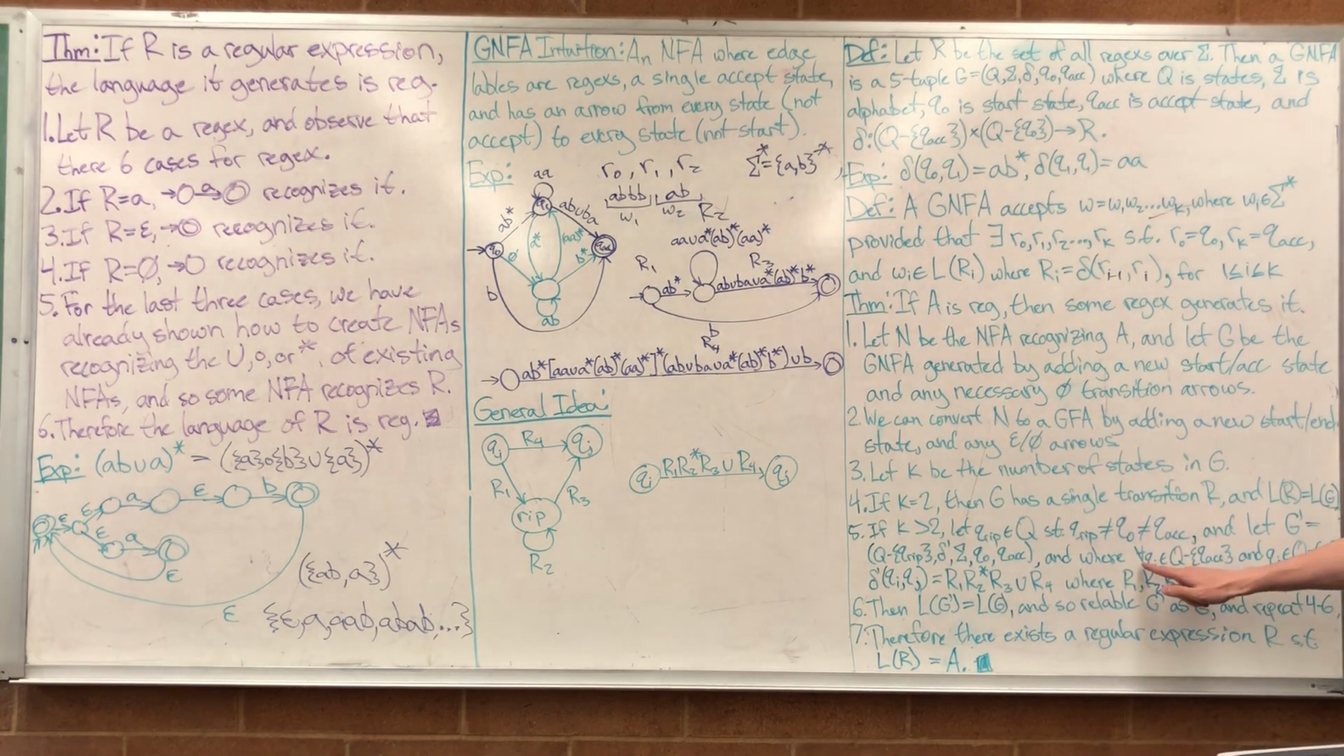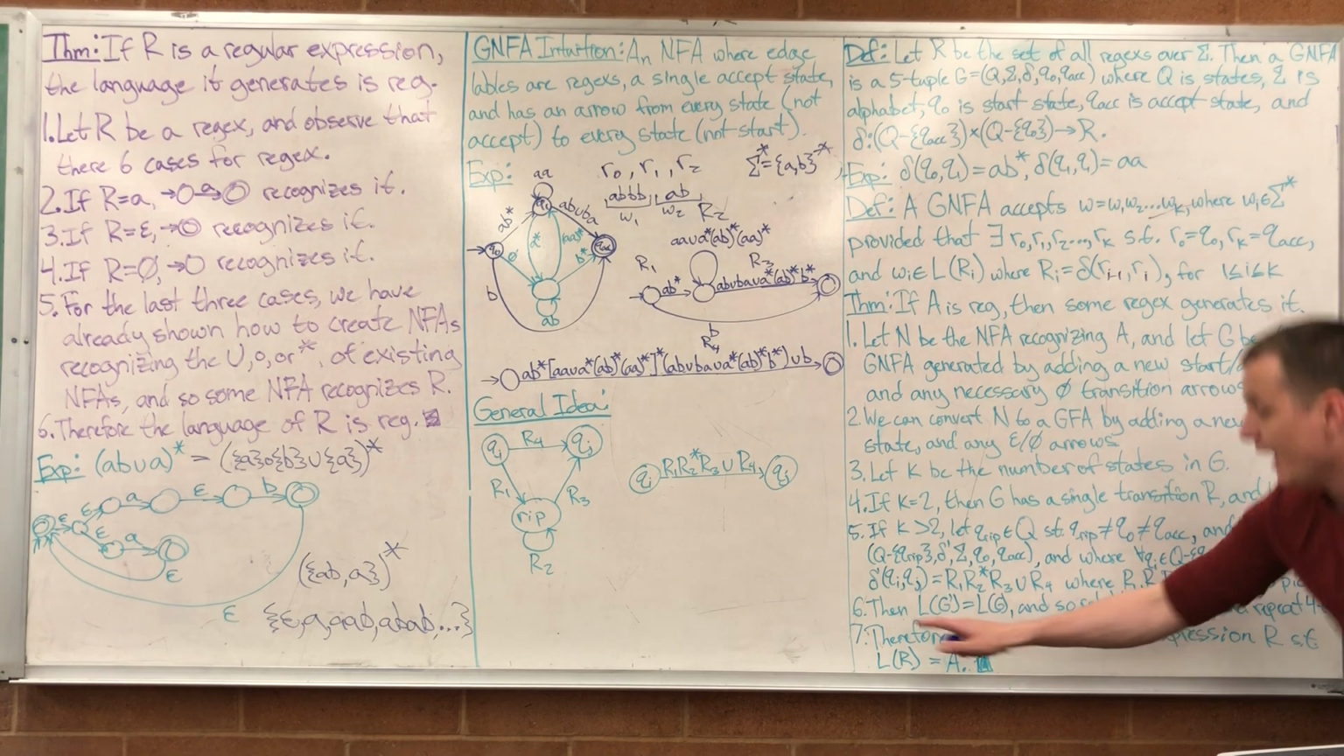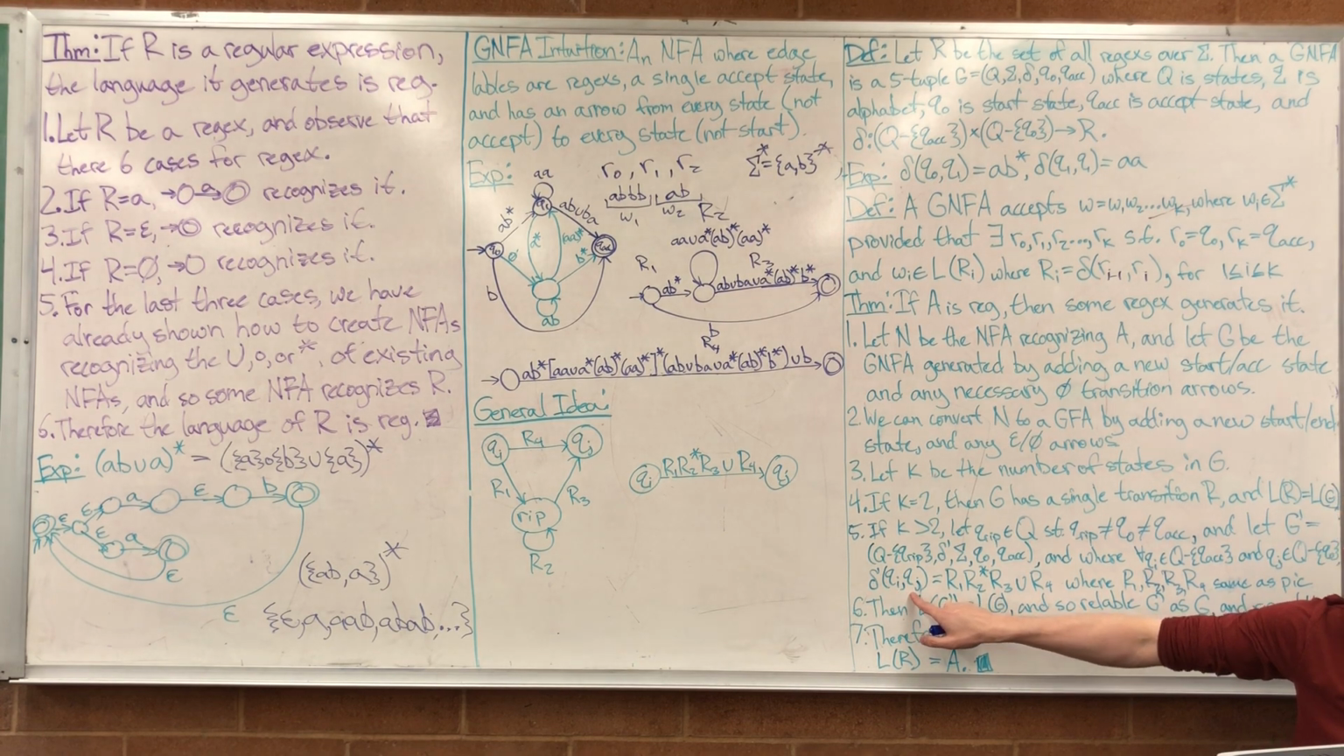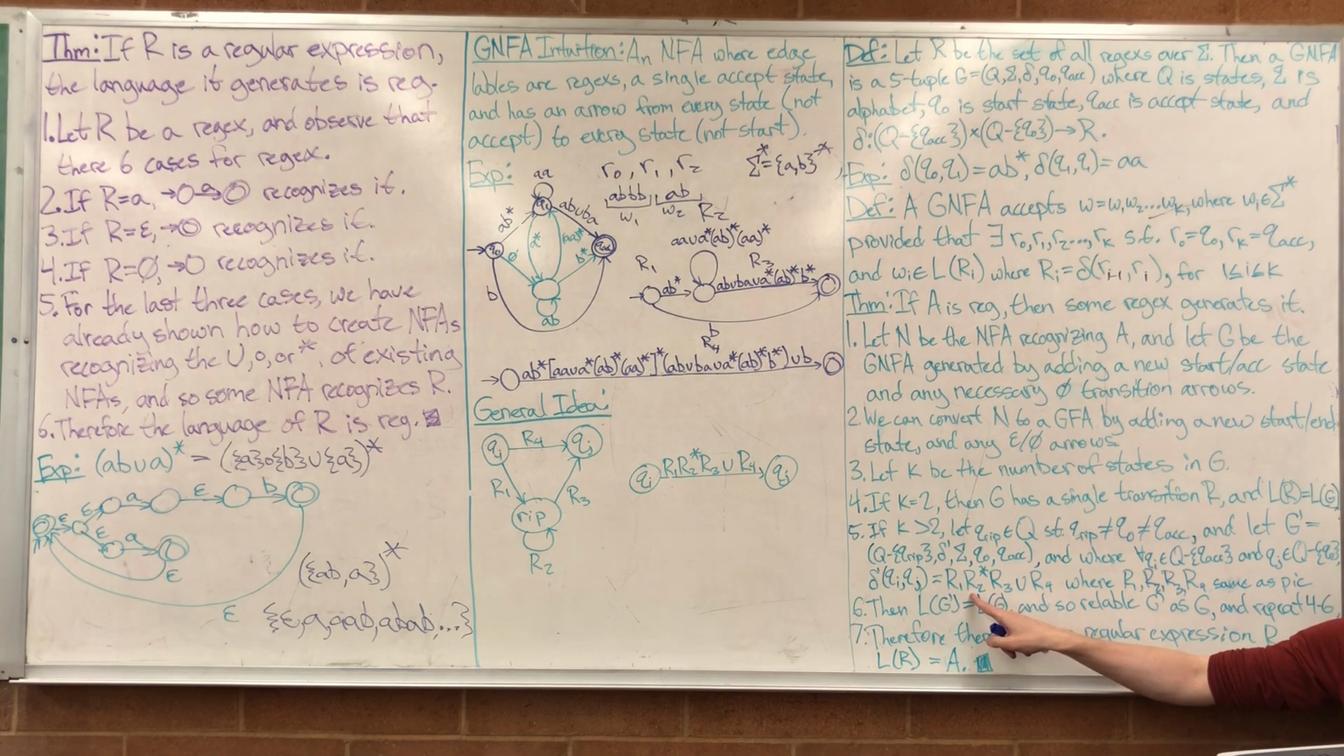So Q sub i is any state that's not the accept state, and Q sub j is any state that's not the start state, and we defined our new transition function, delta prime, from Q sub i to Q sub j to be R1 concatenated with R2 star concatenated with R3 union R4.